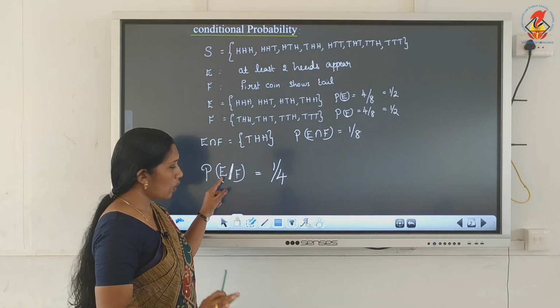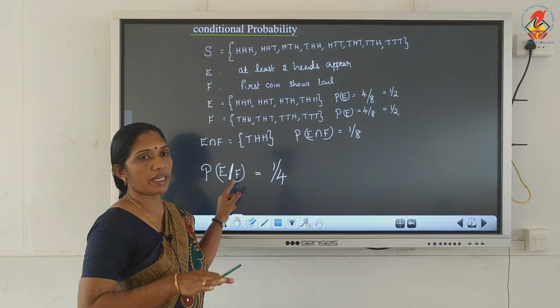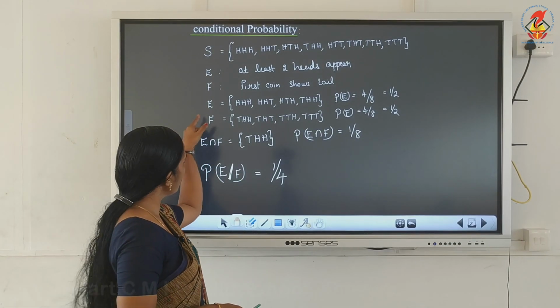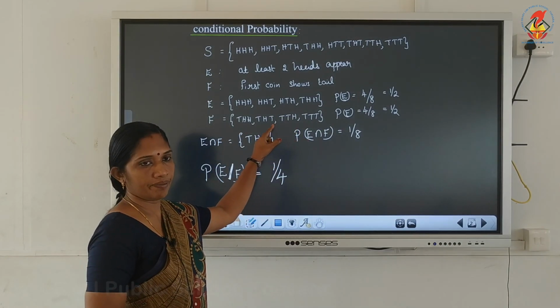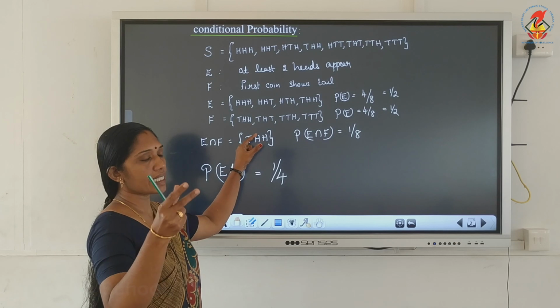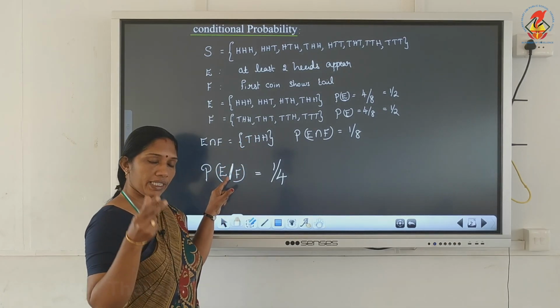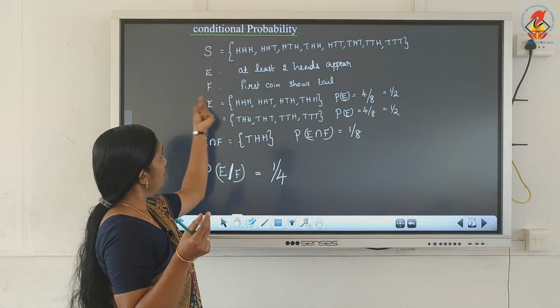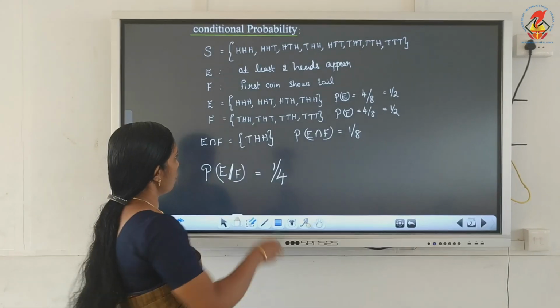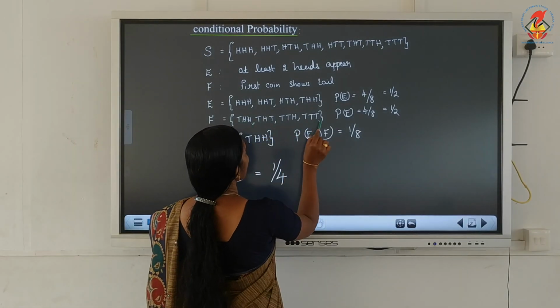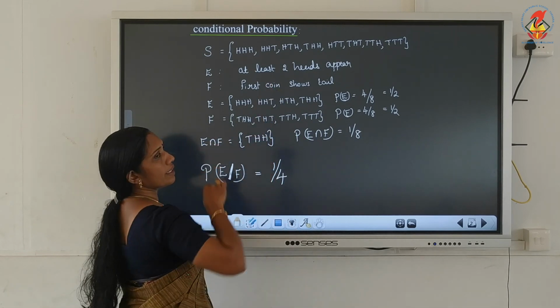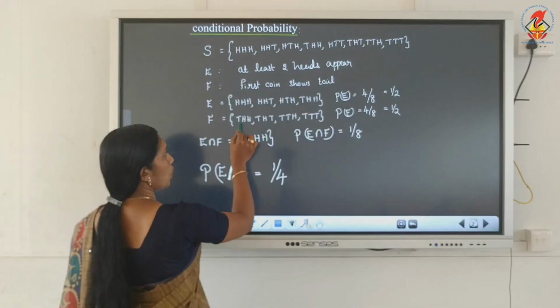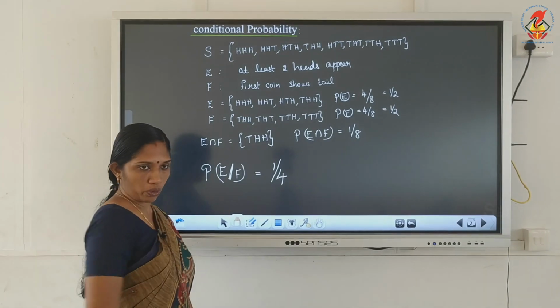Okay. So now we don't want to check the sample space. The sample space reduces to this set F. Then from that F you have to find the favorable outcome. Favorable outcome means this E. E means at least 2 heads appear. So from this set find how many outcomes satisfy this condition. 2 heads appear. So only 1. So 1 out of 4.